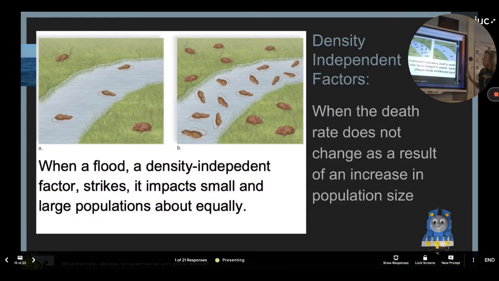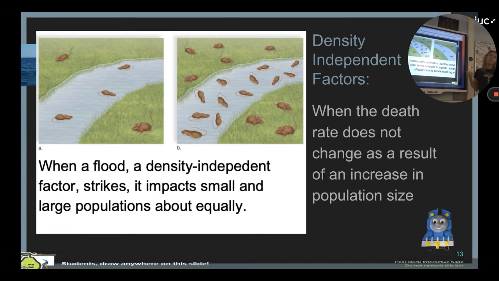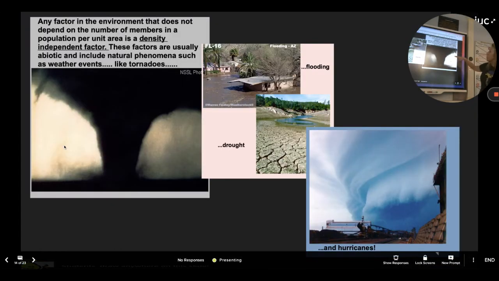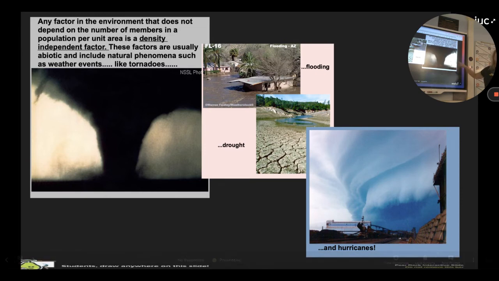All right. Now, density independent factors generally regulate what kind of growth curves? Density independent factors usually regulate exponential growth curves. Good. Okay. So the death rate does not change as a result of the increase in population size. It's the same percentage. Doesn't matter if you're a big population or a little population, a tornado happens. Are you going to kill more people if a tornado goes into LA as opposed to Atascadero, some small town up north? Yes, okay. But it wasn't a factor of the population size that the tornado came there. It was an abiotic factor. And so these are all examples of those abiotic factors, hurricane, drought, etc.